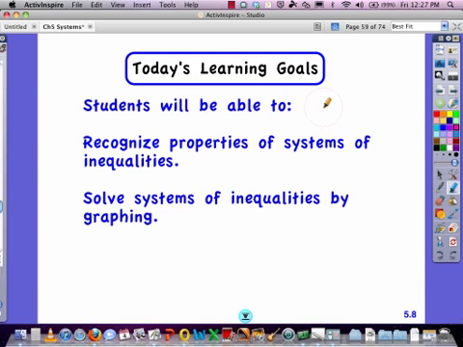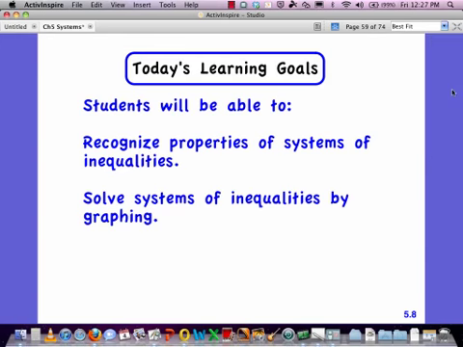Okay, our next section is 5.8, and as you know, we were dealing with inequalities in graphing yesterday, so we can just step it up one, and we're going to graph several inequalities, or what we have been calling a system of linear inequalities in section 5.8. So you can see we're going to recognize properties of those systems, and we are going to solve those systems by graphing. So let's get to that.